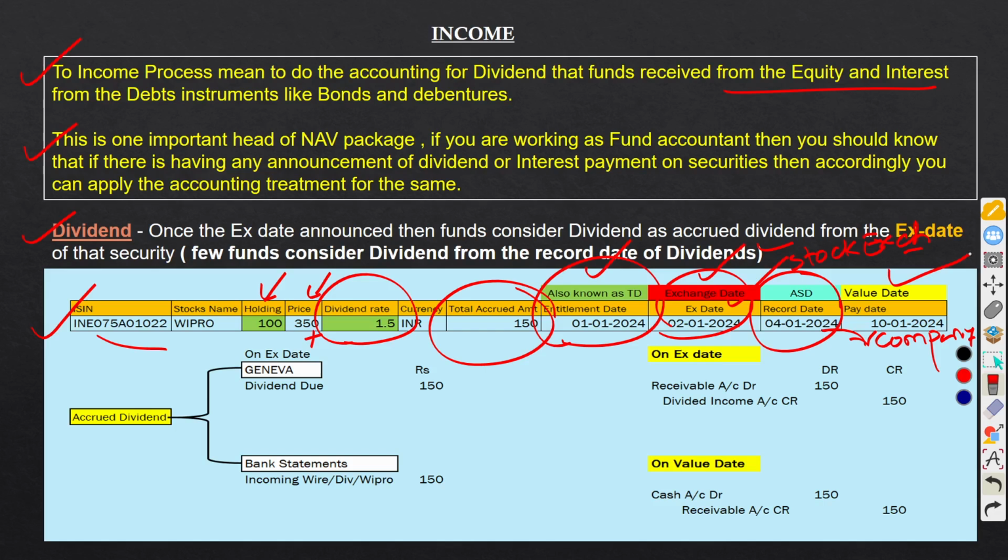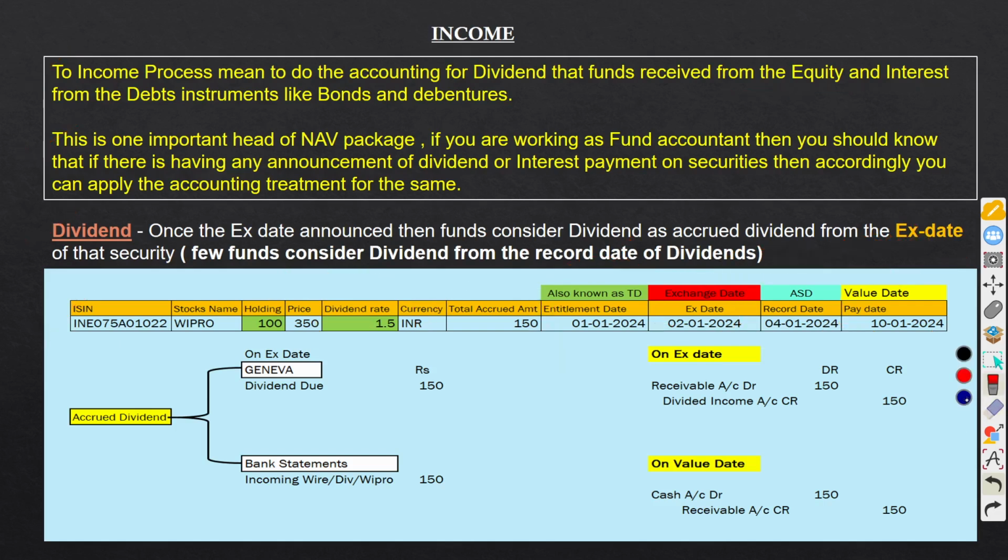All right, so I hope now you have the idea about X date, record date, and entitlement date. Entitlement date is also known as trade date, so in other words we call it the corporate actions trade date. Before the X date, the immediate date would be your entitlement date, so we should purchase the securities on the entitlement date to get the benefit of the corporate action.